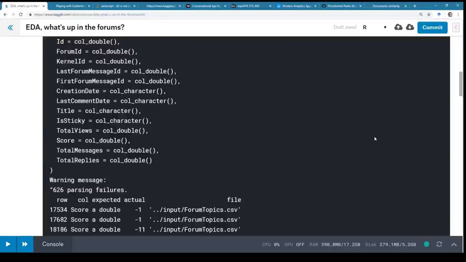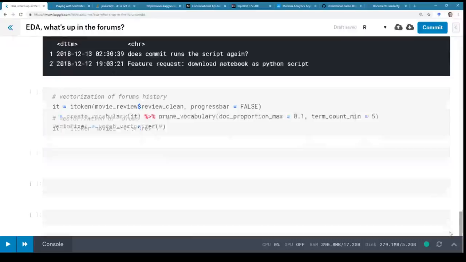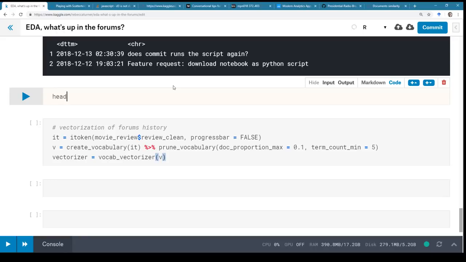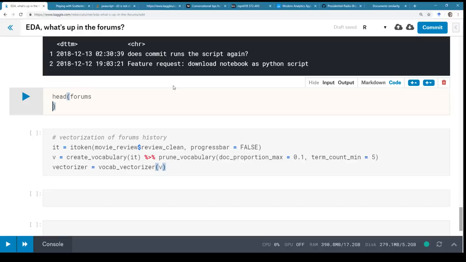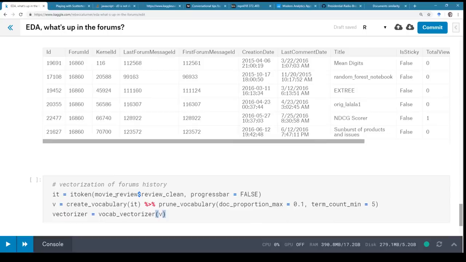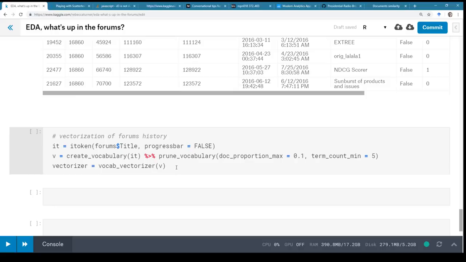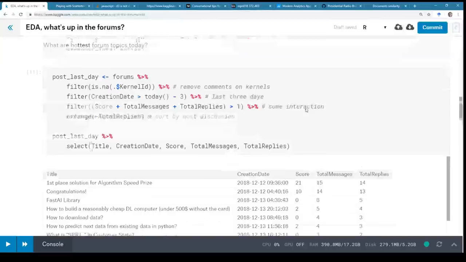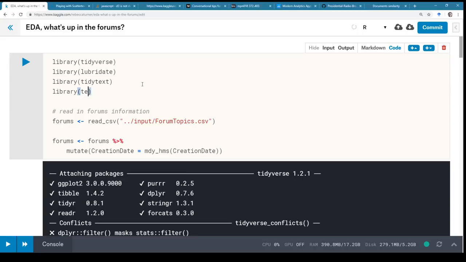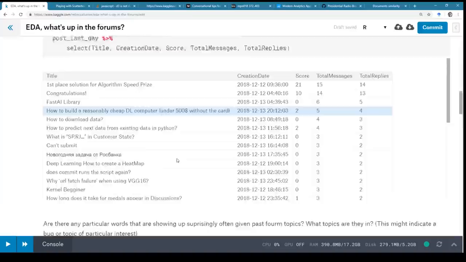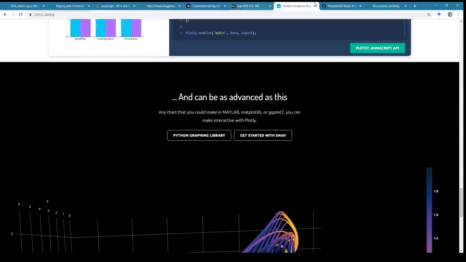Let's just quickly pull up the head of the forums object just so we can see what it looks like. Yeah, I think this is going to be a winner. All right, so it's forums. That's not how you spell forums, is it? It is not. And then it is title. And this is going to take a minute to run, I'm assuming. Error. Oh, right. You know what else helps with this is if you actually read in the library you're using. All right, so that's going to take a minute. Oh, that was pretty fast. So that is for the whole space.